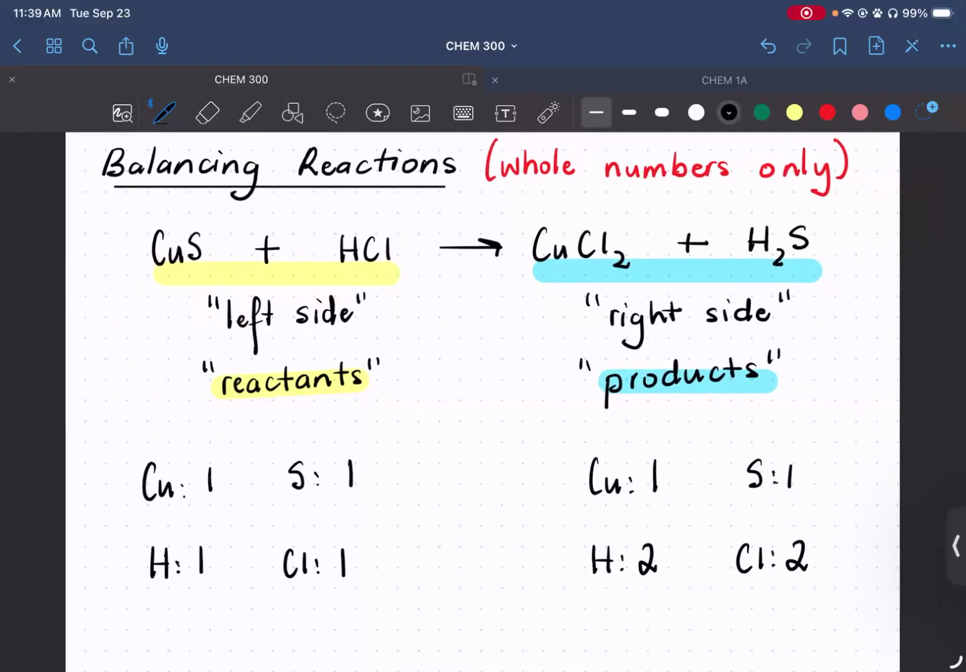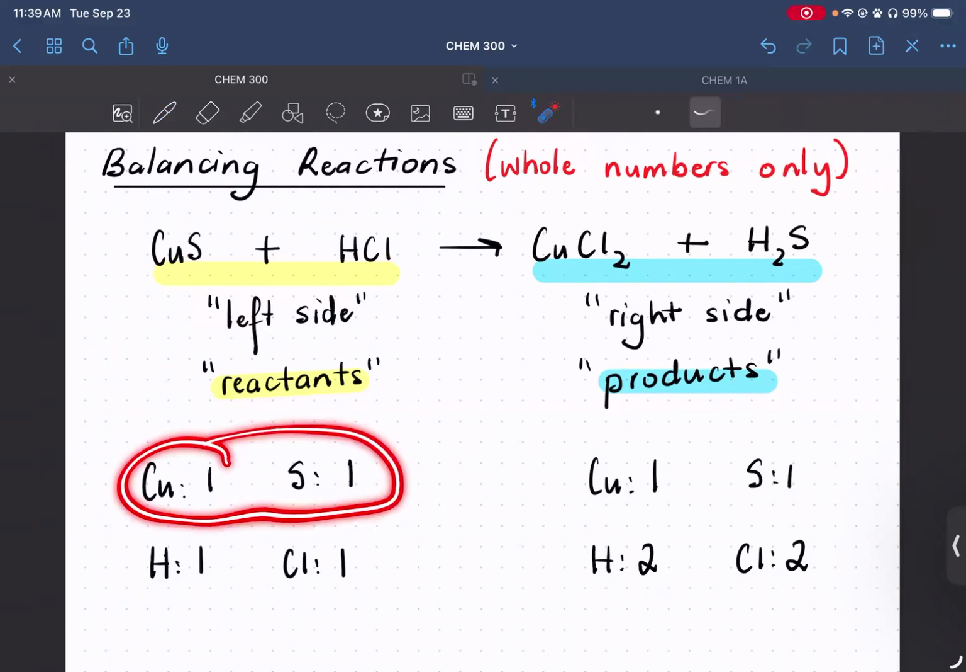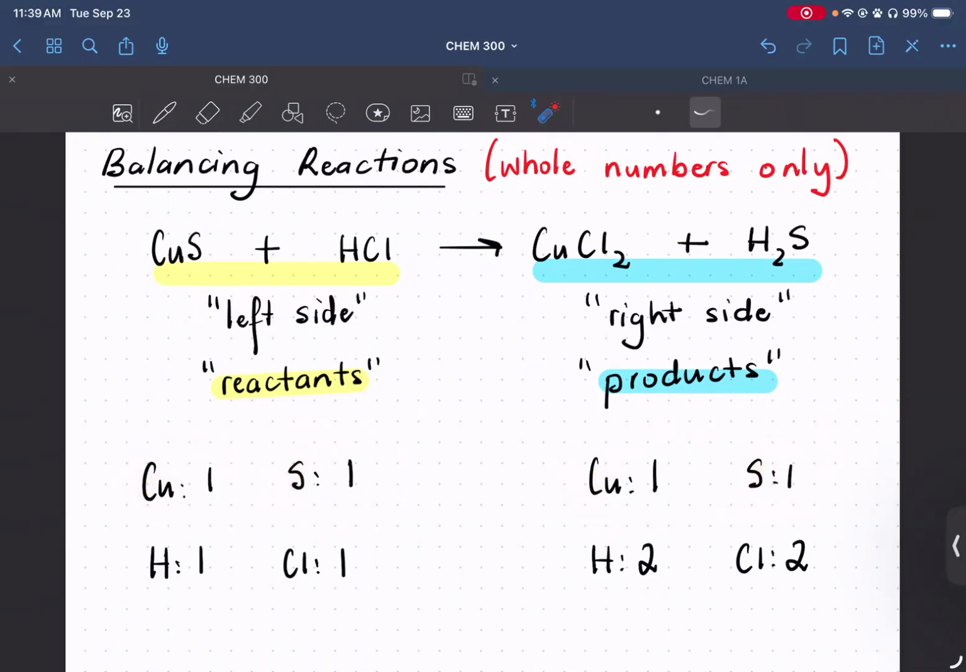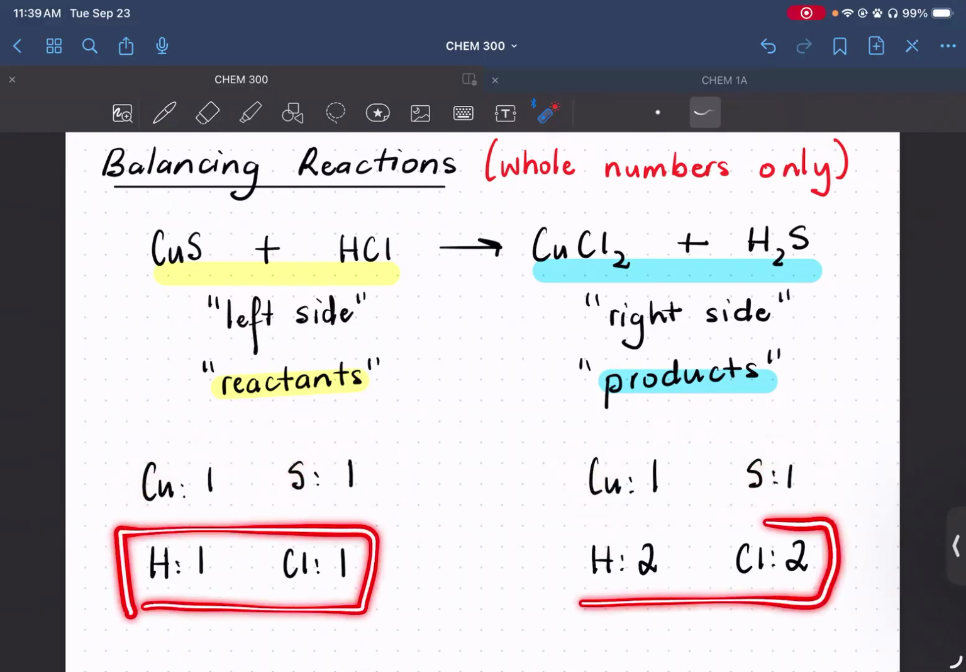By the law of conservation of matter, copper and sulfur are neither created nor destroyed, merely transformed. There is one copper, one sulfur on both sides. Both copper and sulfur are balanced. However, looking at the hydrogen and the chlorine, we can immediately see that these are not balanced. There is only one of hydrogen and chlorine on the left, and there are two on the right of each. This is unbalanced. This is something we need to fix/balance.